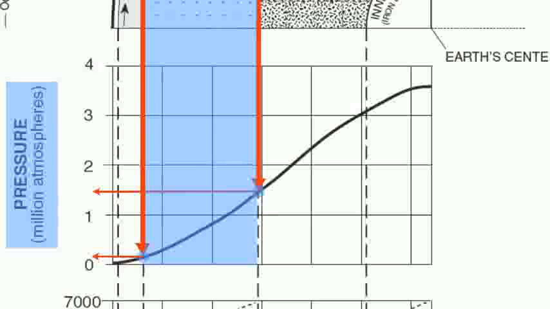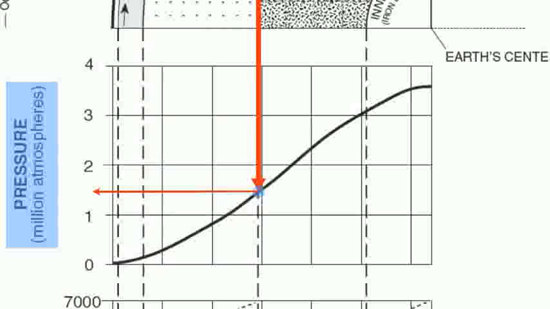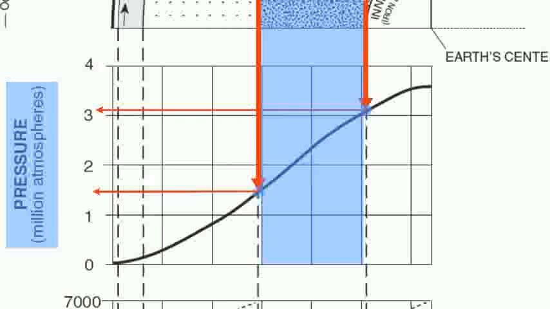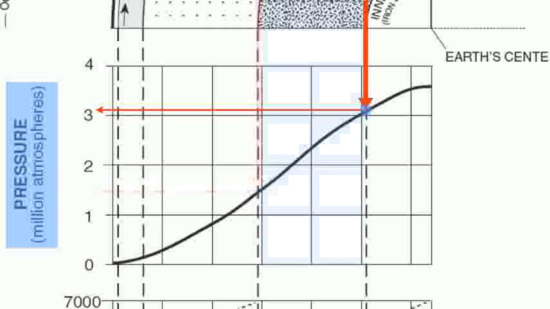Where the stiffer mantle ends, the outer core begins, 1.5 millions of atmospheres to about 3.1 millions of atmospheres. There's your outer core. And then where the outer core ends, the inner core begins. The inner core begins at 3.1 millions of atmospheres, and the center of our planet is roughly 3.6 millions of atmospheres. Again, that's going to be the inner core there. That is the pressure. As you go deeper in the planet, the pressure increases.